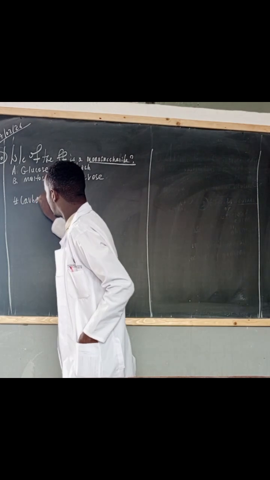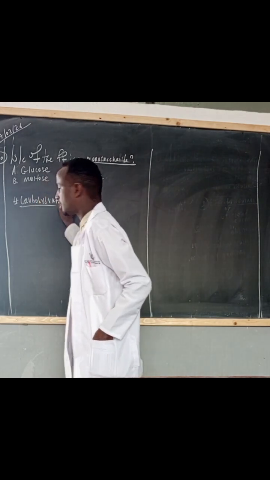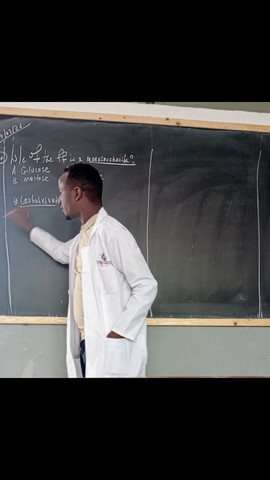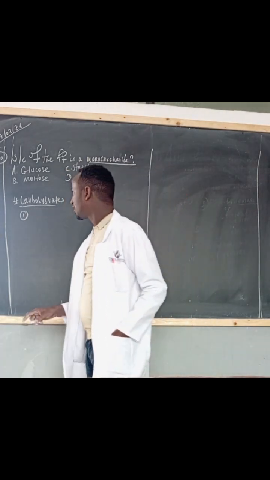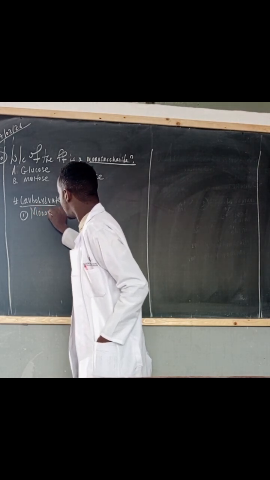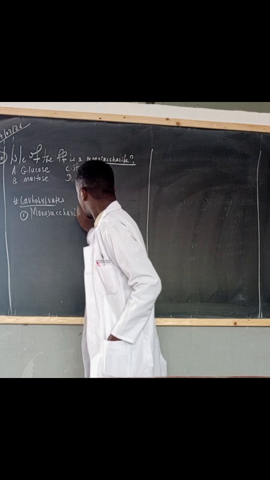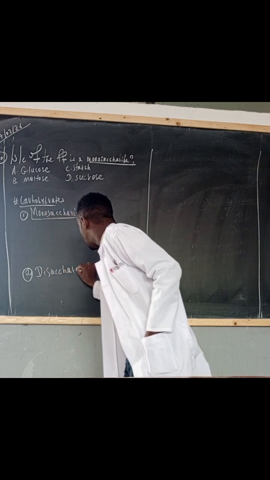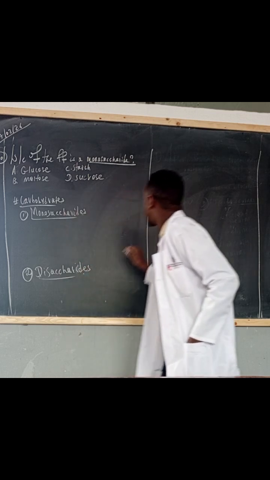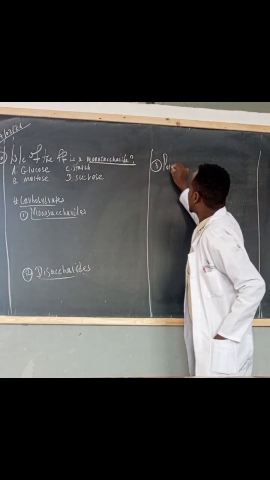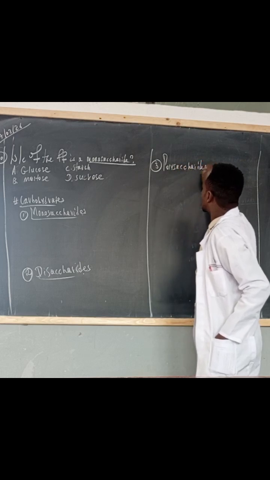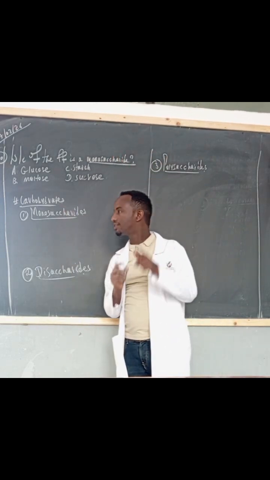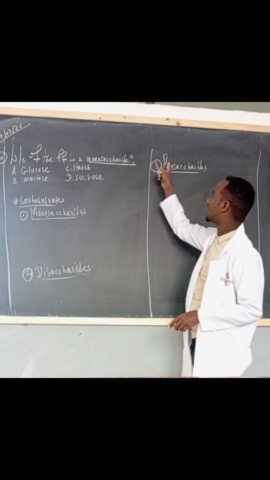Carbohydrates. The main source of energy for all living organisms. Carbohydrates can be grouped in three in terms of their sugar content. These are monosaccharides, disaccharides, and then polysaccharides. So, in terms of their sugar contents, carbohydrates can be grouped into three. These are monosaccharides, disaccharides, and then polysaccharides.